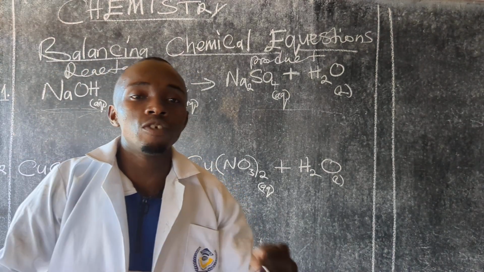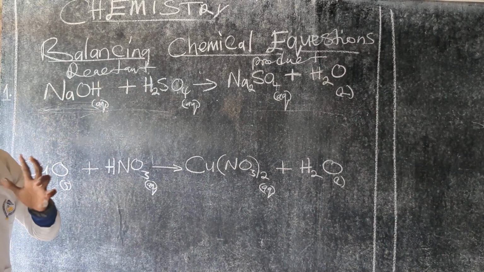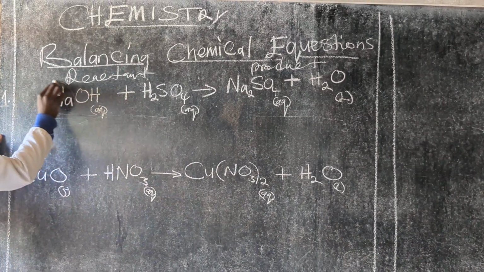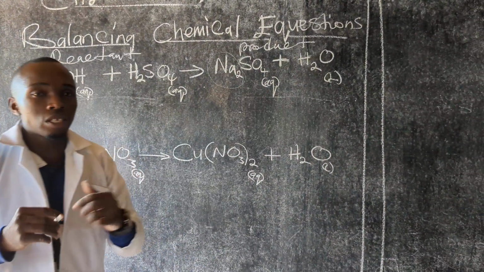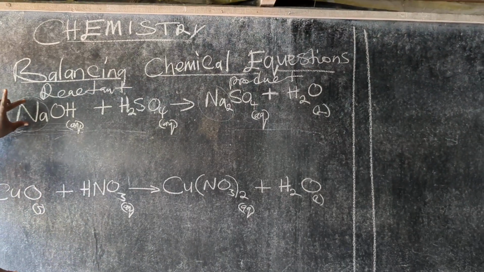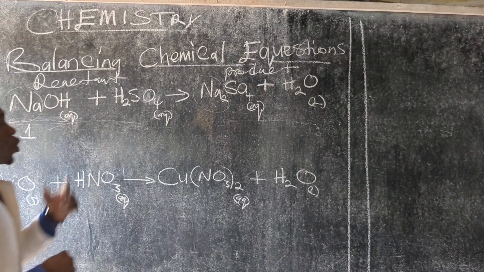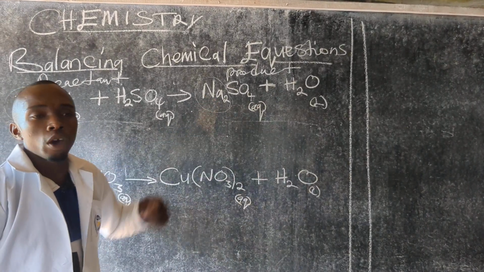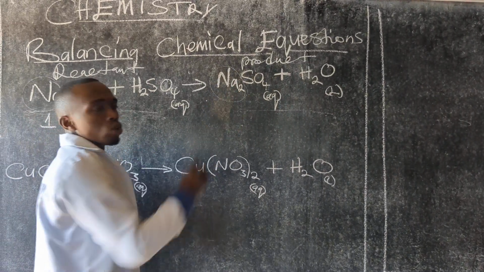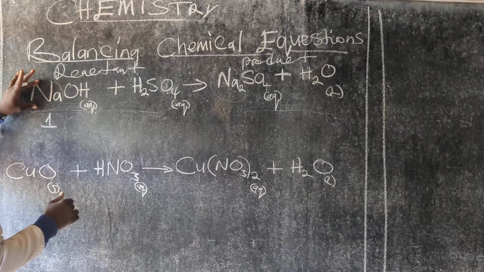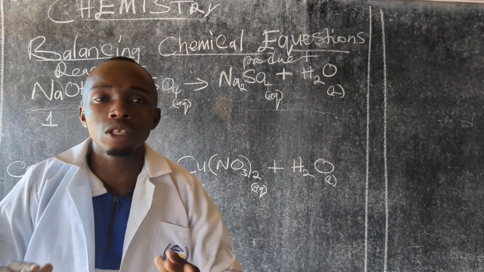Whenever you are balancing, you always balance individually. For instance, we have sodium hydroxide here. You take this element, sodium, and compare it with the number of sodium atoms on the product side. Here we have one atom of sodium, and on the product side we have two atoms of sodium. Since we have one atom and two atoms, sodium is not balanced.